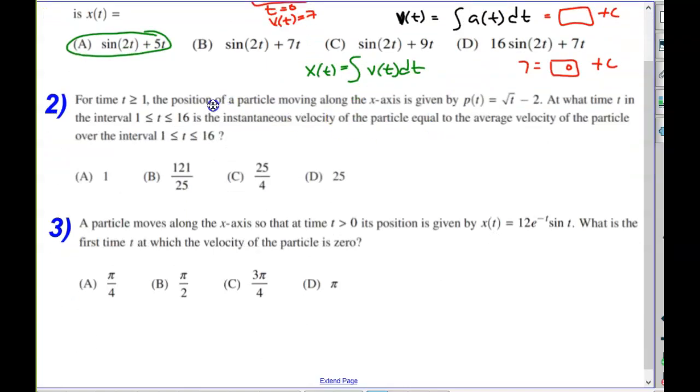For this one, let's see. For time t greater than or equal to 1, the particle moves along the x-axis. So here's the position equation, p of t. At what time, in the interval from 1 to 16, is the instantaneous velocity of the particle equal to the average velocity of the particle? Ooh. That's a lot.